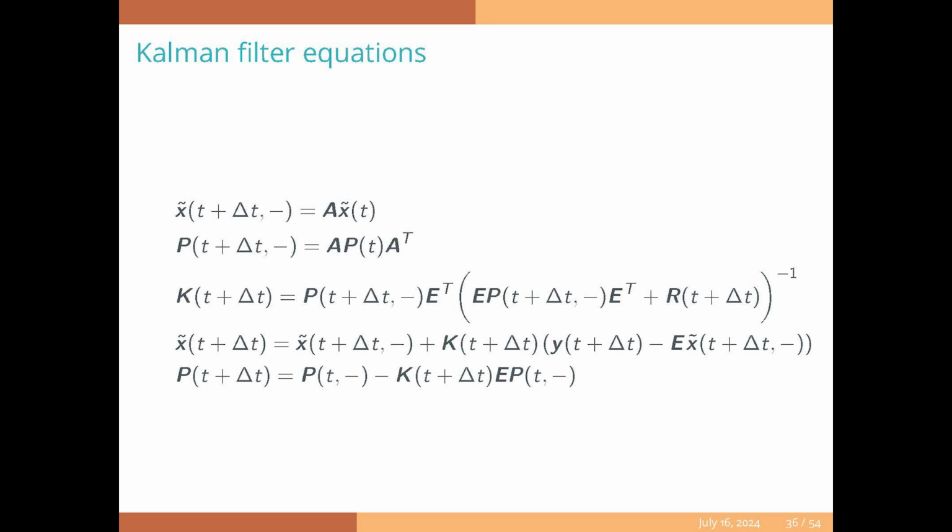So just reiterating, we are trying to weight x tilde and y together using what we know about the two values. So we know something about their error covariances.